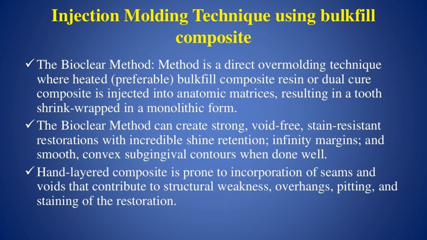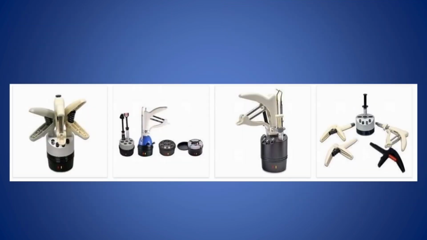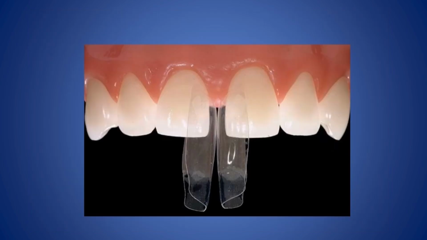27. Injection molding technique using bulk fill composite. The BioClear method is a direct overmolding technique where heated, preferably bulk fill composite resin or dual cure composite is injected into anatomic matrices, resulting in a tooth shrink-wrapped in a monolithic form. The BioClear method can create strong, void-free, stain-resistant restorations with incredible shine retention, infinity margins, and smooth, convex subgingival contours when done well. Hand-layered composite is prone to incorporation of seams and voids that contribute to structural weakness, overhangs, pitting, and staining of the restoration.